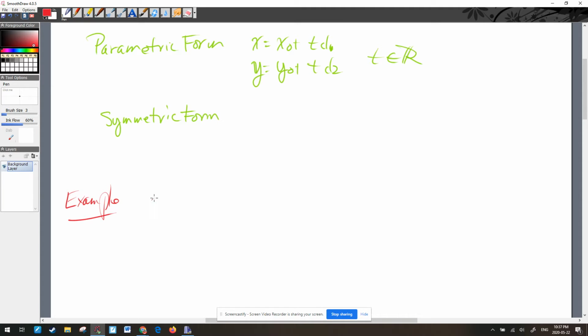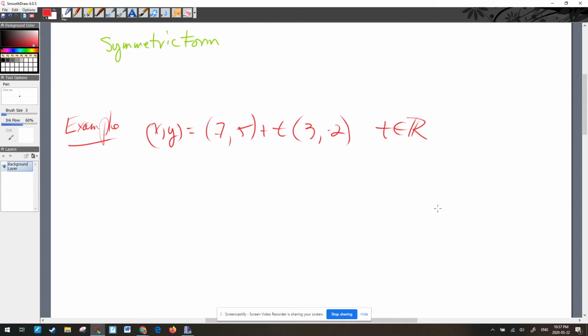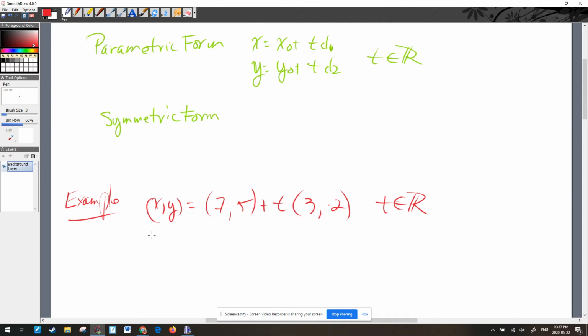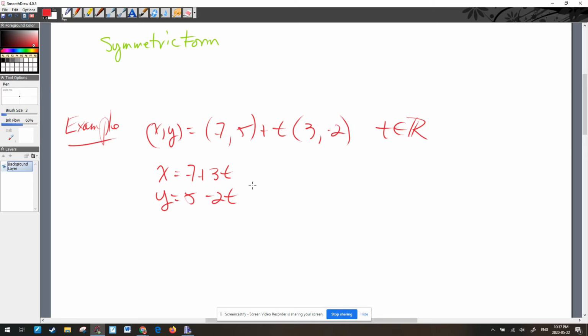If we had x, y is equal to 7, 5 plus t times 3, negative 2, where t is a member of the reals, there is the vector form. The parametric form falls out really easily. We know that x equals 7 plus 3t, and y equals 5 minus 2t. Easy peasy. I should label them: this is vector form, this is parametric form.